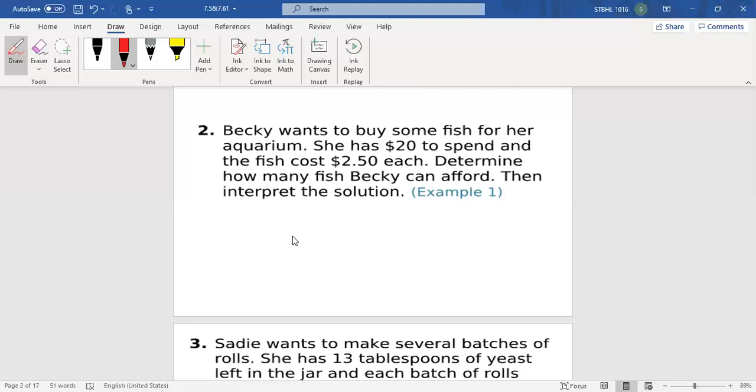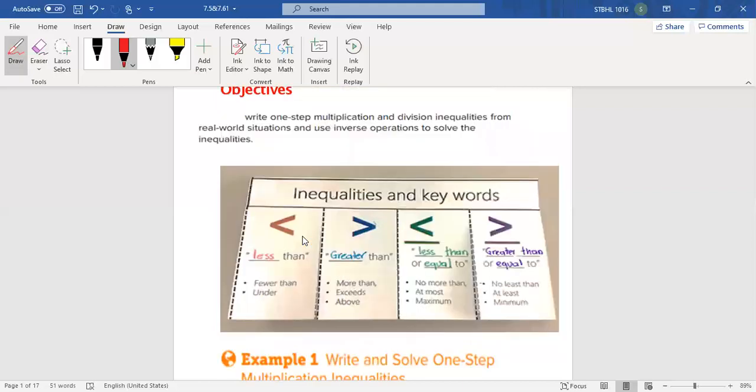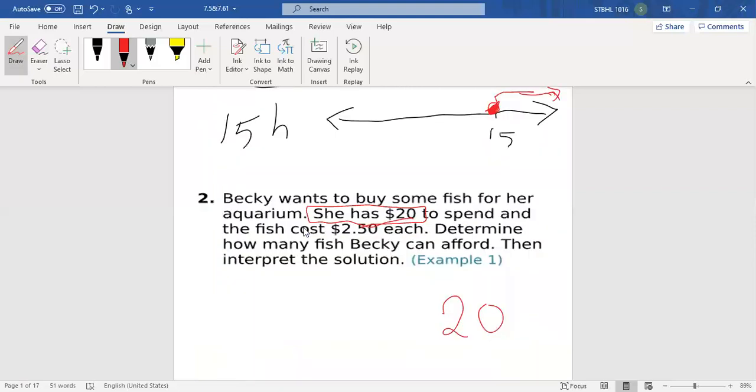As you see, grade 7, she has $20. What does this keyword mean? She doesn't have more than 20. So this is the maximum amount of money that she has, right? So 20 is the maximum. What is the keyword that represents maximum? If you go back to the inequality signs, where is the maximum? The maximum means what? Less than or equal to. So no more than $20.